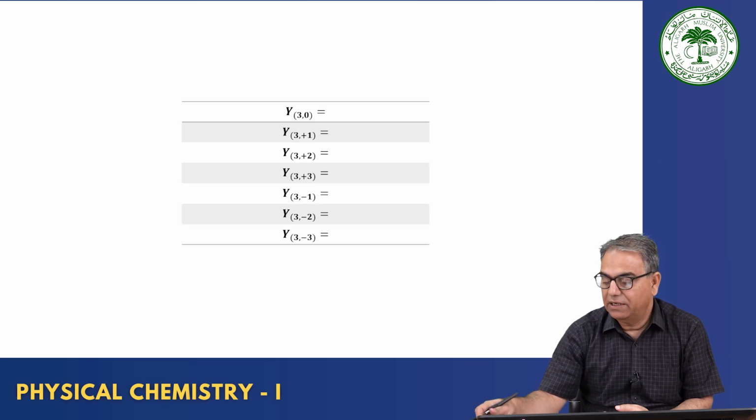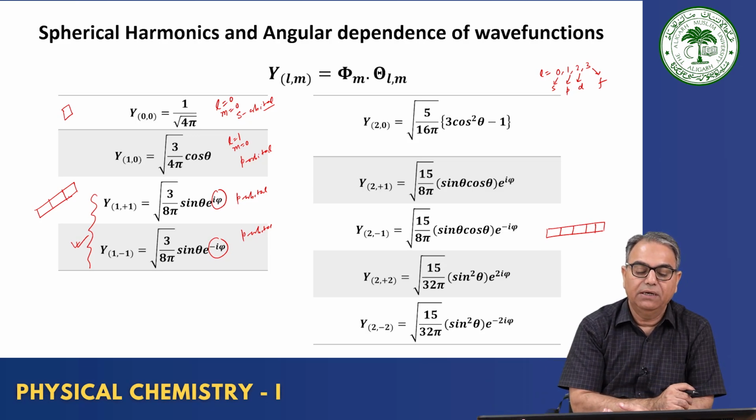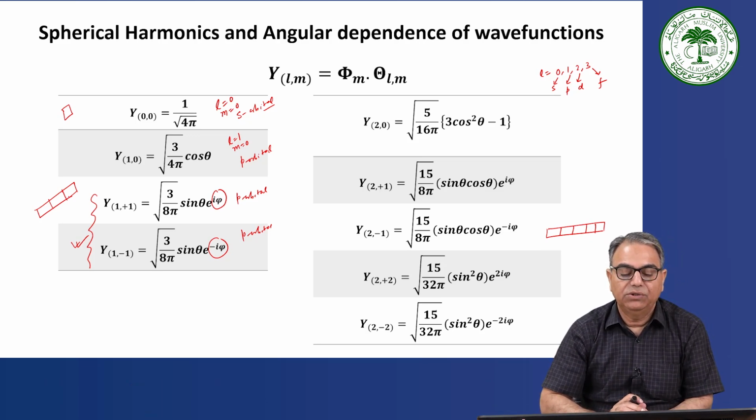So if you look at these spherical harmonics, and if you look at the s orbital, what is this? It is Y0,0, which is 1 over root under 4 pi. And what does it mean? There is no theta and there is no phi in the function.